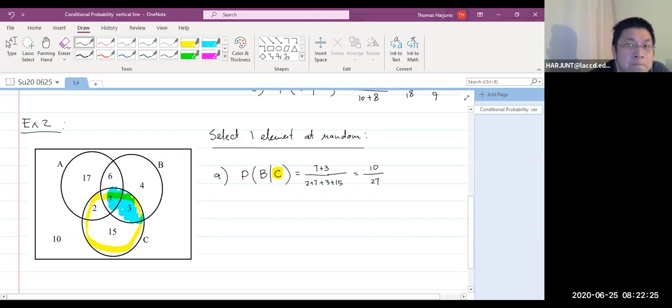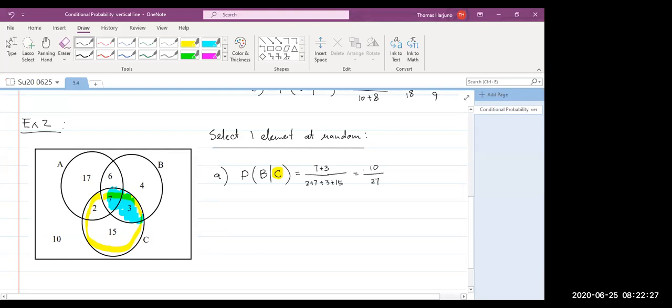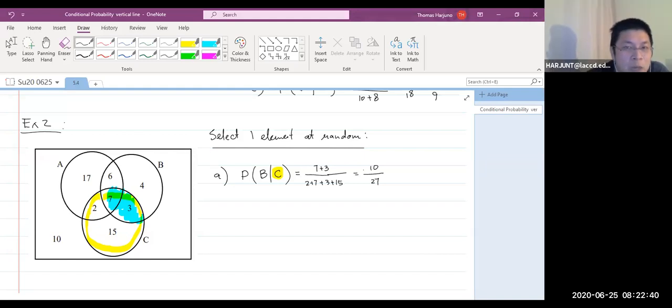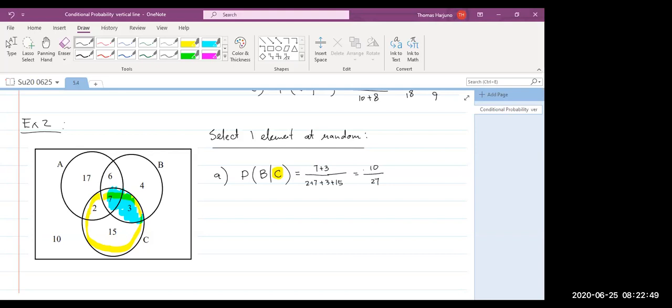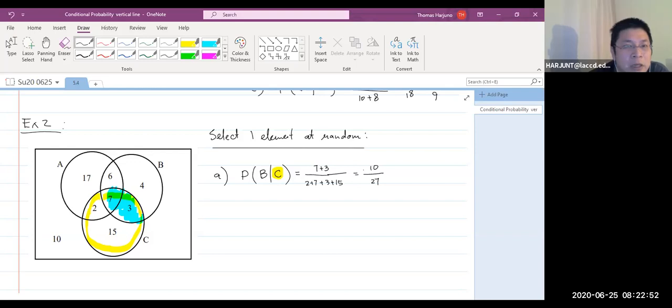So as long as the numbers are in the denominator, they should be used for the numerator. Like 7 and 3 were in the denominator. Yes, that's right. To be more precise, the number of elements we add on the top should be part of the number of elements we add on the denominator. So conditional probability means instead of considering it from the whole sample space, the whole Venn diagram, we deal with what we call a subsample.